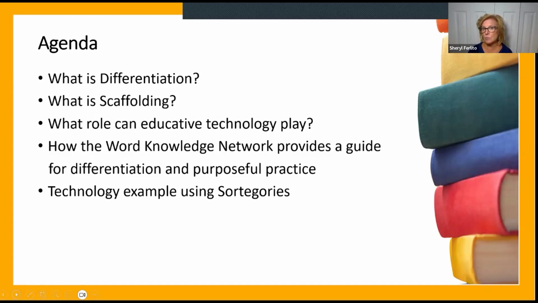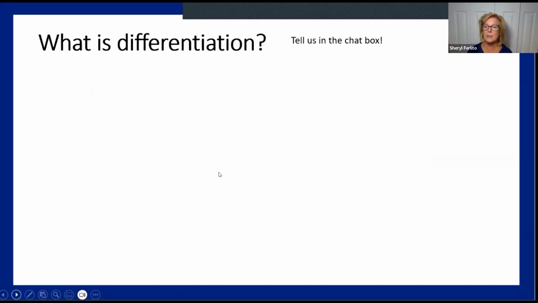We welcome you to add questions to the chat at any time, and we'll answer them throughout, during little pauses. First, we want to give you an opportunity to think about what is differentiation. What are your thoughts about differentiation? In the chat, just put a word or two, a definition, any thoughts that come to mind right now about differentiation.